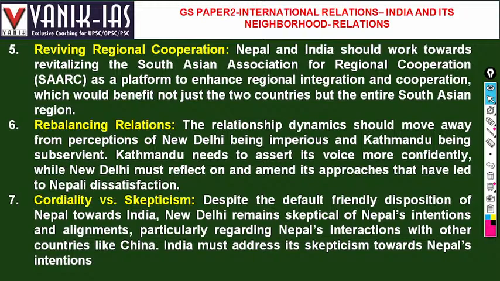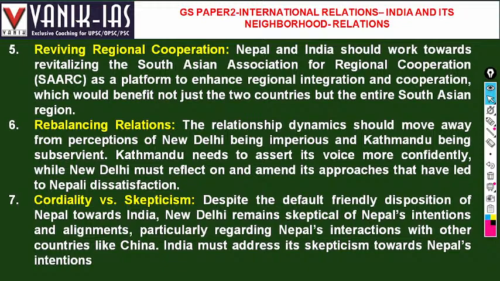The relationship dynamics should move away from the perception of New Delhi being imperious and Kathmandu being subservient. Kathmandu needs to assert its voice more confidently, while New Delhi must reflect on and amend its approaches that have led to Nepali dissatisfaction.